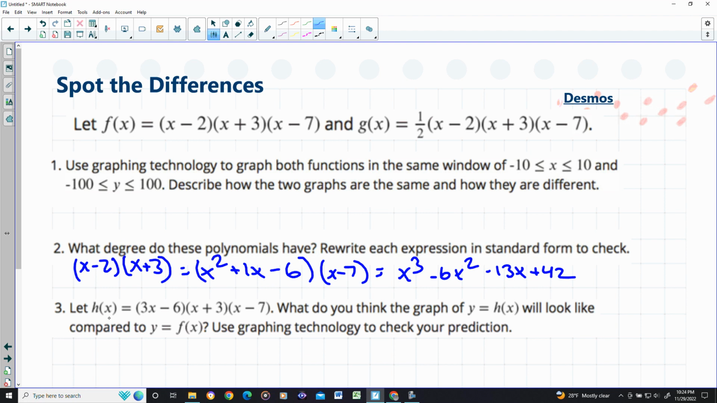Let h of x equal 3x minus 6, x plus 3, x minus 7. What do you think that graph is going to look like? Okay, different function, right? But here's the thing. Look at this x minus 2 term. The x plus 3's match. The x minus 7's match. This one also has an intercept of 2 because 2 makes this equal to 0. 3 times 2 minus 6 is 0. Same thing as this. Might it look pretty similar? Just maybe with a factor of 3?